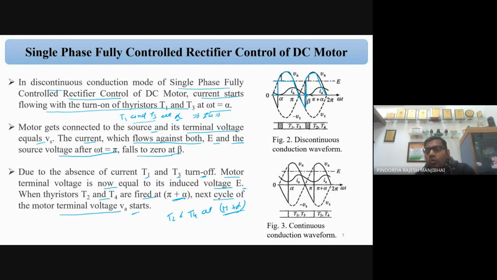So we have to operate the thyristors. All the thyristors are operated in pairs, one by one, using the firing angle. And the firing angle is a controllable quantity. So we can control the firing angle, and ultimately we can control the output voltage of the rectifier, and that is nothing but the input voltage of the DC motor. So ultimately we can control the speed.